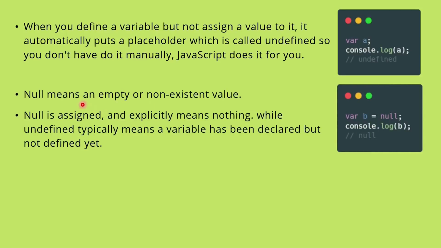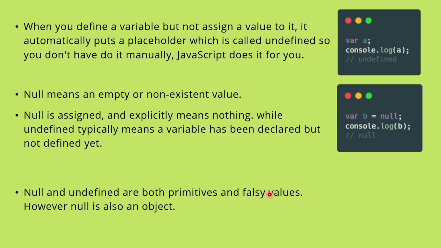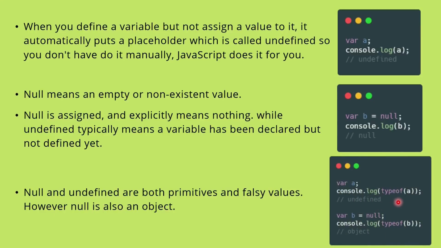If we talk about null, it means an empty and non-existing value. As we can see, variable b is initialized with a null value. So null is basically assigned and explicitly means nothing, while undefined typically means a variable has been declared but not defined yet. Null and undefined are both primitives and falsy values, which we discussed previously. We have already discussed that null is also an object. Take a look at the type of null and undefined using typeof operator. Undefined will return undefined type, whereas null will return object type.